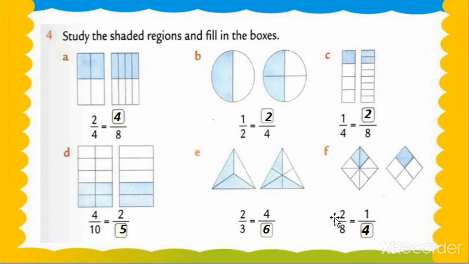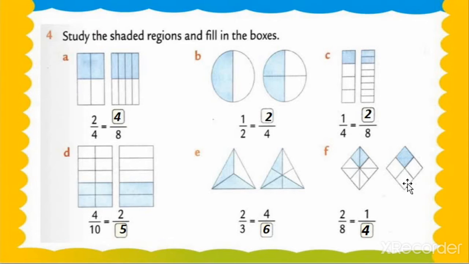Let's check question number F. See here the square. How many parts are in the first square? 1, 2, 3, 4, 5, 6, 7 or 8. Total there are 8 parts. And 2 parts are shaded by which color? Blue color. 2 parts are shaded by blue color. That's why we are mentioning 2 upon 8.